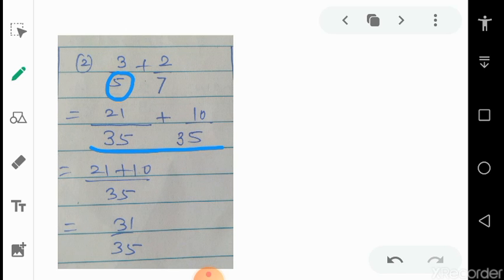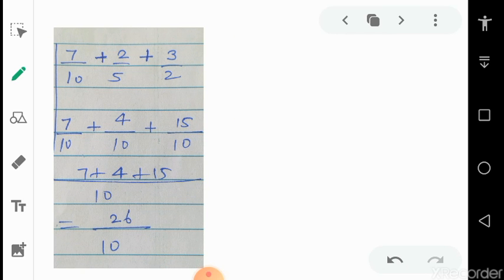So take the LCM 35 and add both the numerators as it is, 21 plus 10, and the answer is 31 upon 35. Okay, you may be confused, but you can pause the video and listen carefully. Revise the video again, and I am sure that you will understand this process of adding the fractions. The same method is used to subtract the fractions. The only difference is between addition and subtraction. Rest of the things are the same.